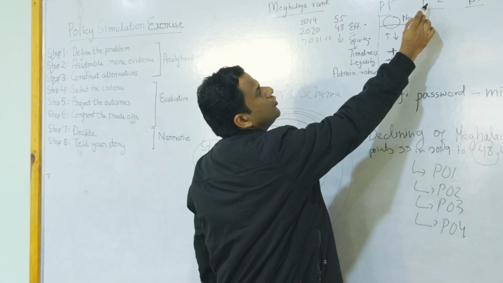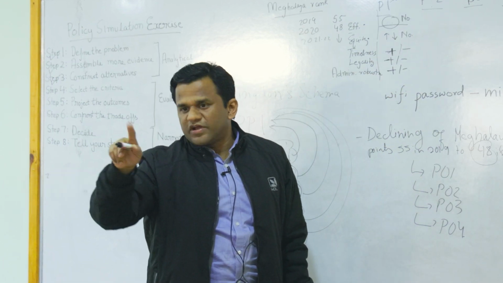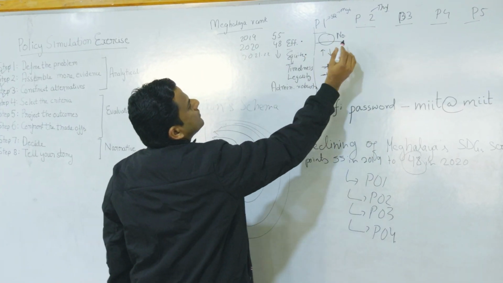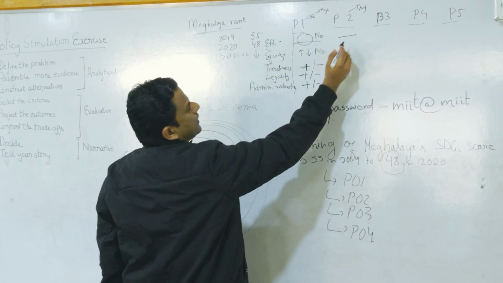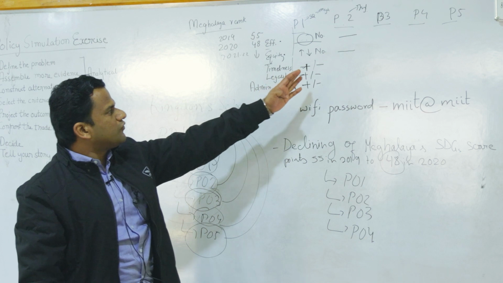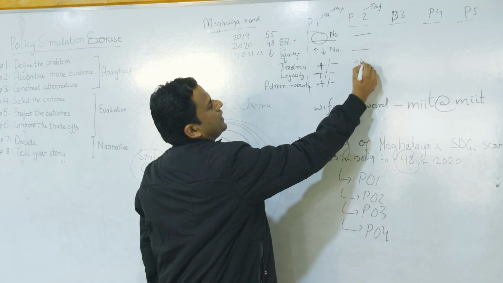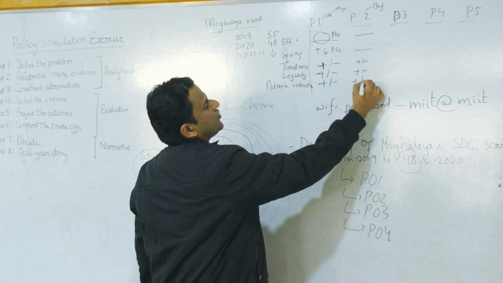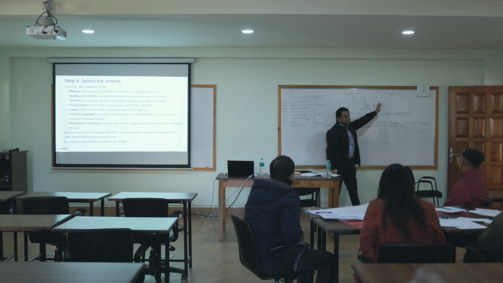Similarly, you do the same exercise for policy option 2. Policy option 2 is your basic infrastructure. For infrastructure, you have to see whether it is efficient, so the number of schools. Then equity, how much it is covering, so the coverage of the schools, whether it is covering all the schools or not. Then timeliness, plus or negative sign; legality, plus or negative sign; and administrative robustness, plus or negative sign. Similarly for policy options 3, 4, and 5. Just a simple matrix like this.